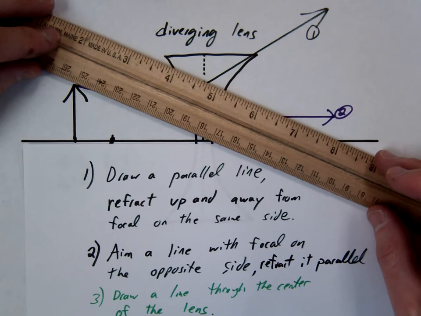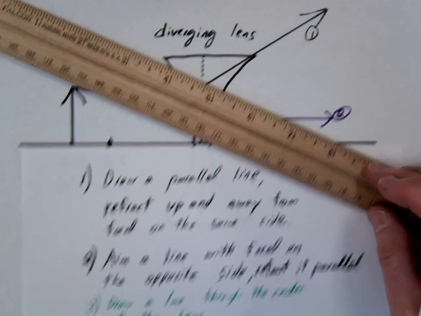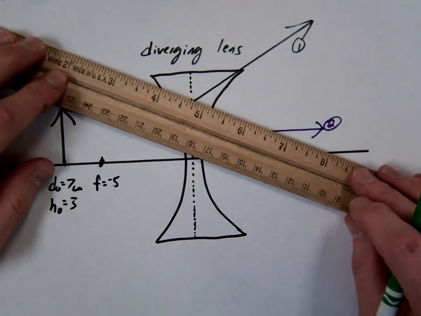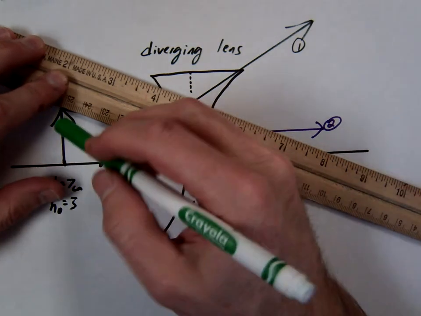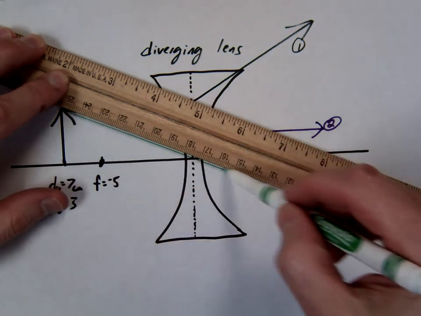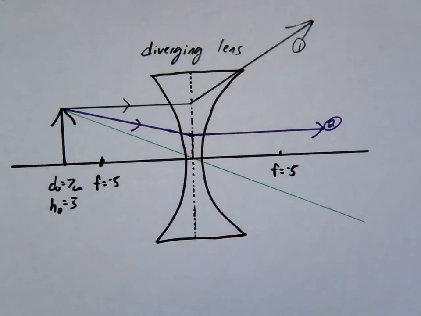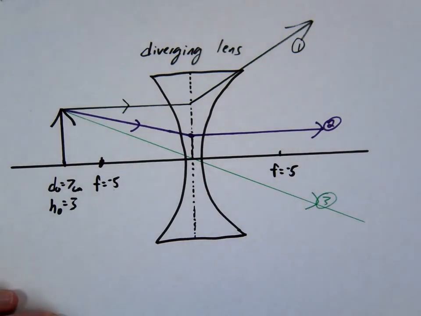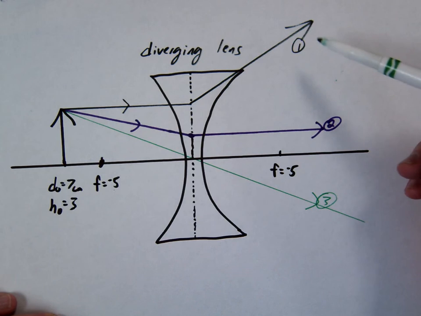So take your ruler, aim it with the center of your lens like this. Just keep it going all the way through. Okay, there's beam 3. Alright, there we go. 1, 2, 3. What do you notice about these 3 beams? They are diverging. Yeah, they're spreading out.